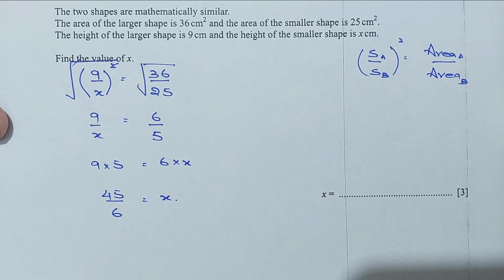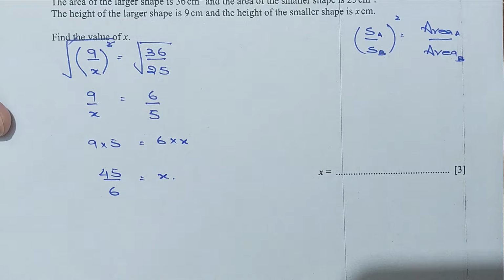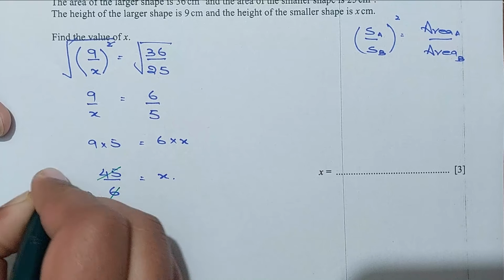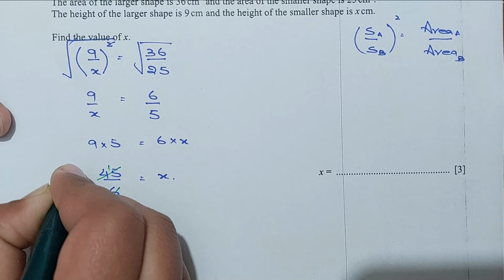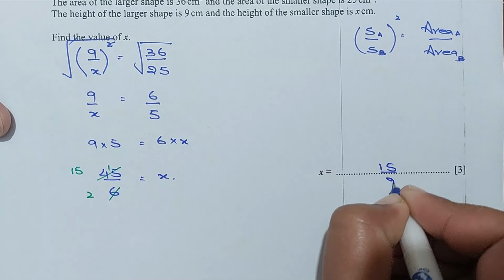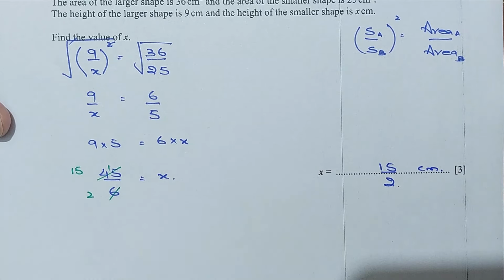Or simplify this further. So 3 times 2 is 6, 3 times 1 is 3, 3 times 5 is 15. So 15 by 2 in its simplest form is the x. 15 by 2 centimeter is x.